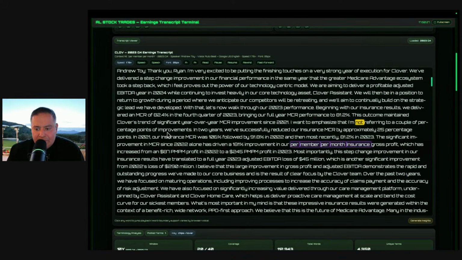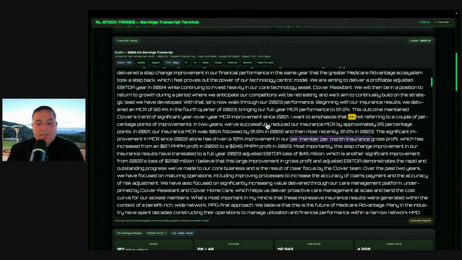I want to emphasize that I'm not referring to a couple of percentage points of improvements in 2 years. So what Andrew Toy is saying here, let me just highlight it. So what he's saying here is he is not referring to a couple of percentage points improvement in MCR. He says that we've successfully reduced our insurance MCR by approximately 25 percentage points, aka 2,500 basis points. Now, in counterpart, they only advertise 20%. Here you're saying 25%, which is 2,500 basis points.